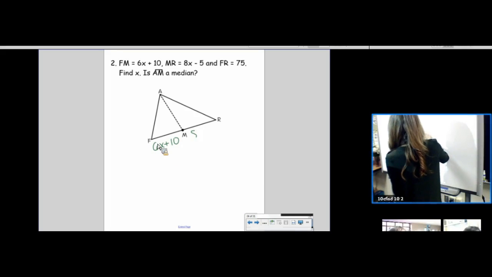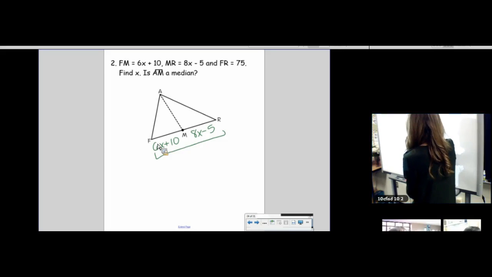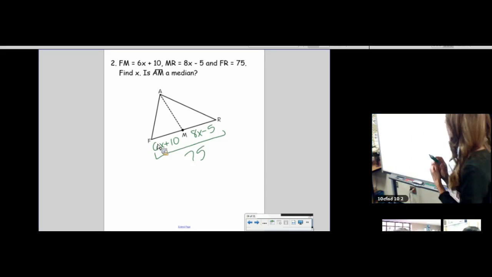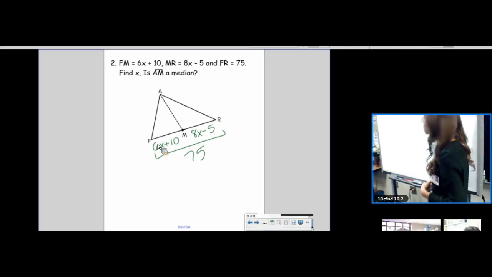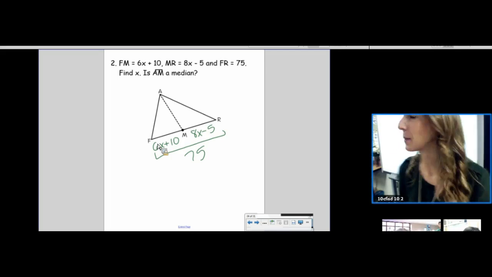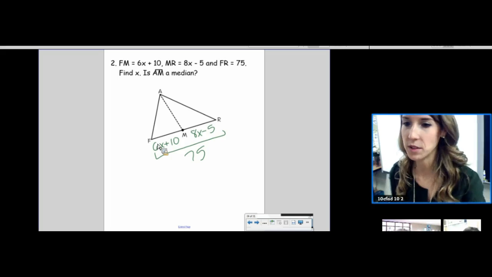MR is 8x minus 5, and FR is 75. Find x, then determine if AM is a median. So we're going to do what we learned first 6 weeks. We're going to do segment addition postulate: part plus part equals whole.